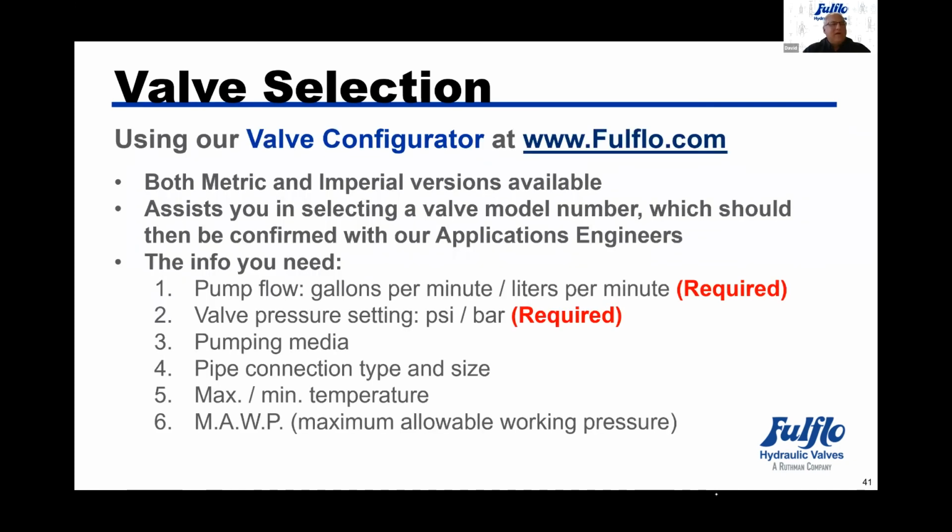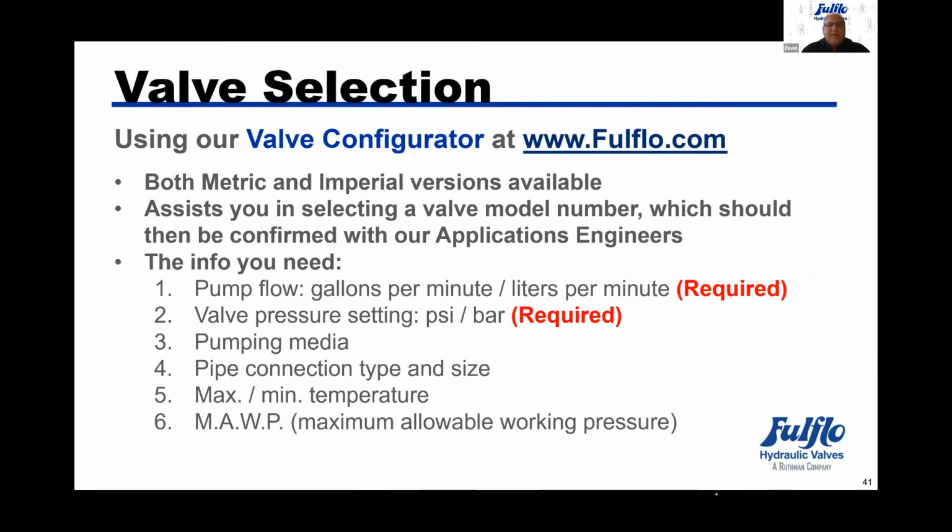So once you have the information from the ISA data sheet, you would go to the valve configurator on the Fulflo website, fulflo.com. There you can choose if you want to use metric or imperial units, or you can use the gallons per minute or liters per minute. You can get into PSI or bar, but there's some choices there, and I'll show you that here shortly.